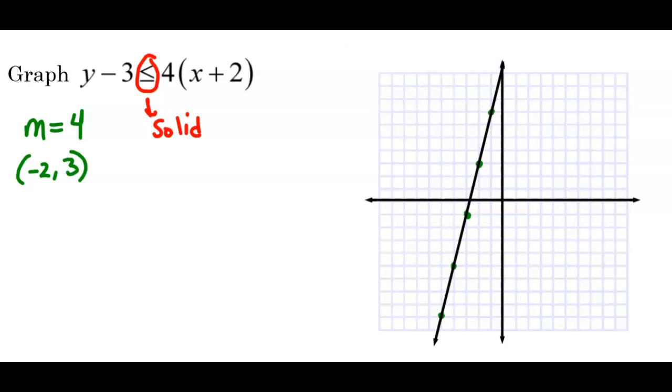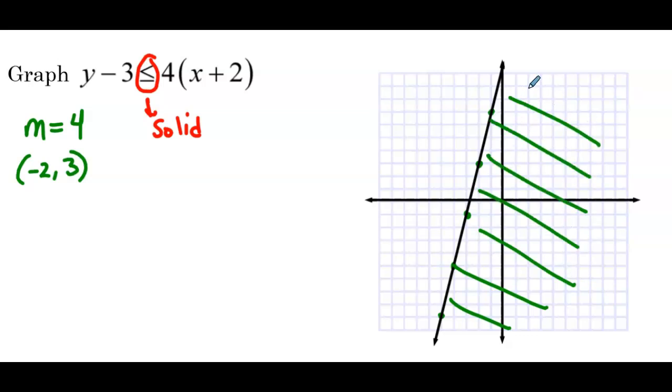And now we have to decide where we should shade. Okay, so in this case, we're looking for where y minus 3 is going to be less than or equal to 4 times x plus 2. Well, all the points on the line are where y minus 3 is equal to 4 times x plus 2. So the points where y minus 3 is going to be less than that is going to be all points below the line. Now I know it looks kind of weird saying below the line, right? It looks more to the right. But remember, this line extends infinitely, so there's an above and a below.